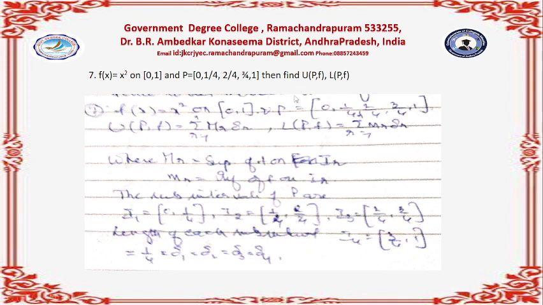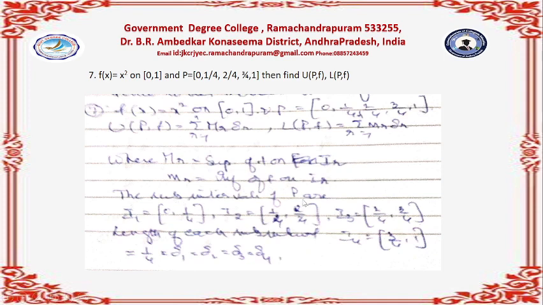And what is LPF? The lower Darboux sum of the function f with respect to the partition P is defined as summation small mr into delta R running from 1 to n. Now what is capital MR? Capital MR is defined as the supremum of f on IR, and what is small mr? The infimum of f on IR.